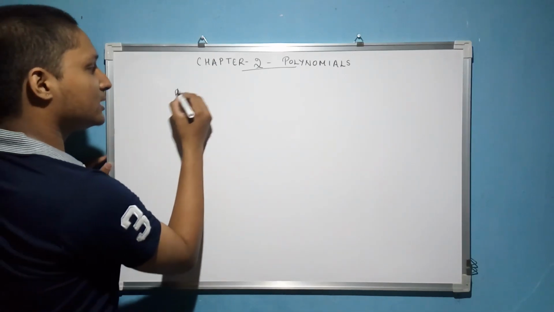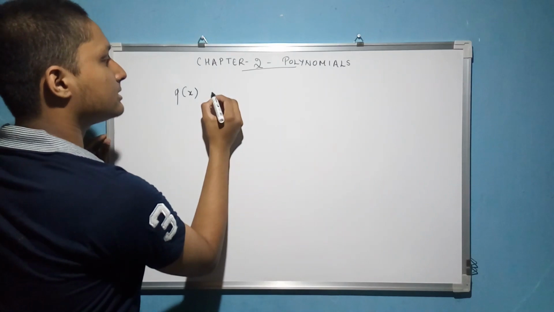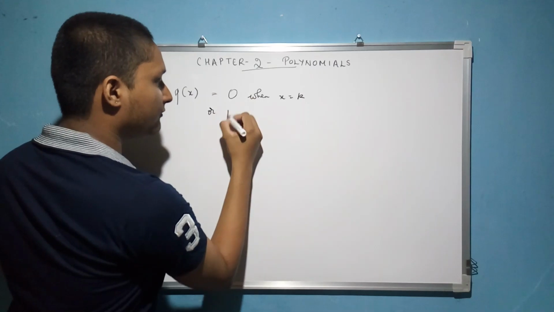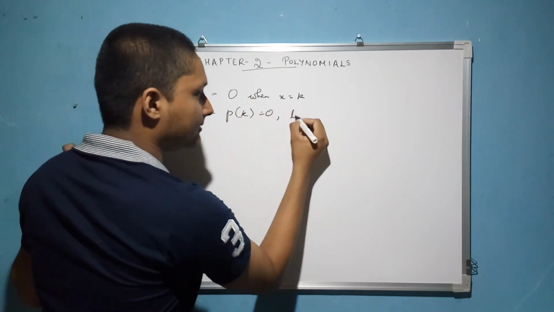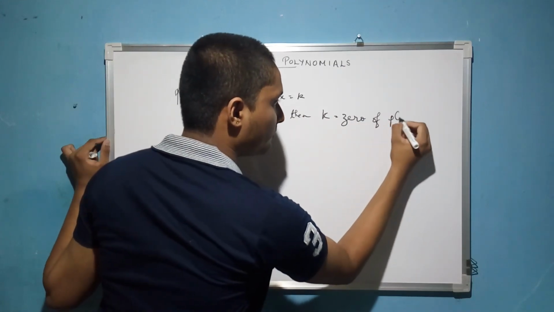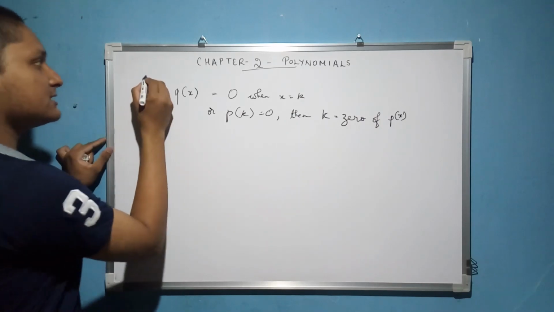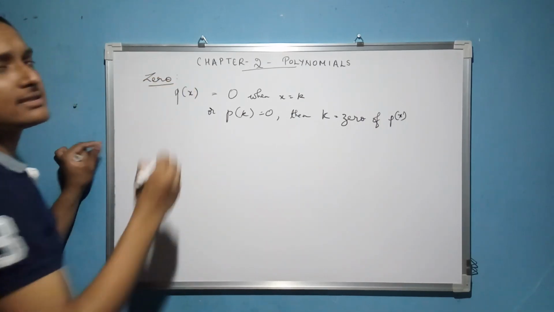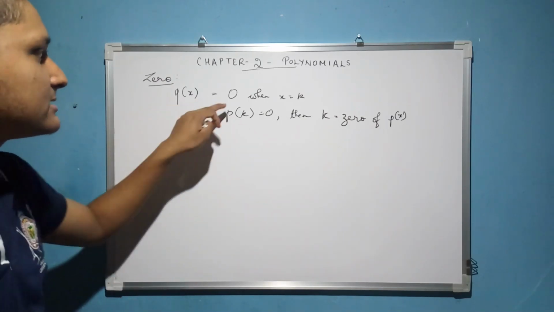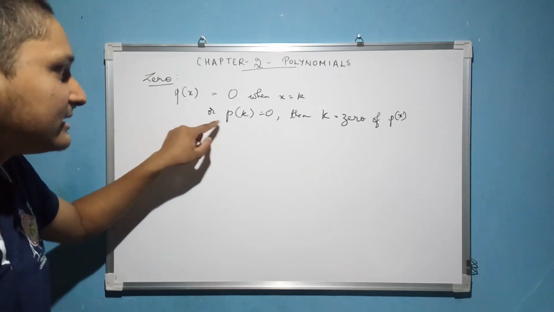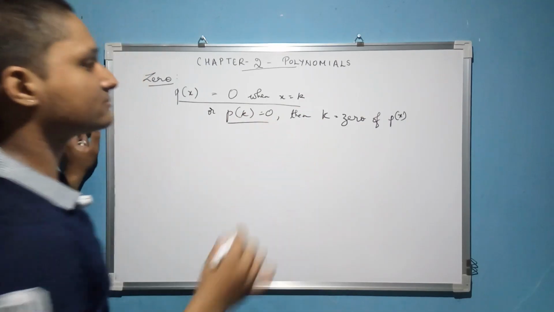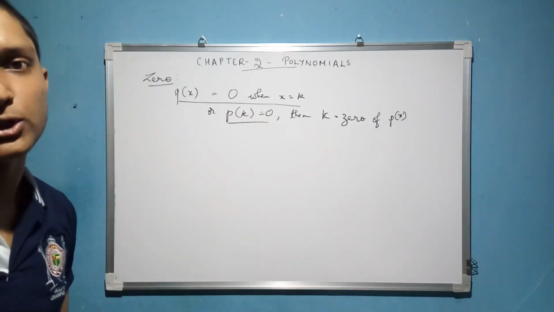So let me consider a polynomial p of x such that it gives a value 0 when x is equal to k, or p of k is equal to 0, then k is the zero of that polynomial, zero of p of x. Okay, this is the meaning of a zero of a polynomial. You have already learned this in class 9, so I'm just repeating that here. That is what is required here also. So p of x is equal to 0 when x is equal to k, or I can tell that p of k is equal to 0. These two lines mean the same, I think. Yeah. Then k is called the zero of the polynomial p of x.